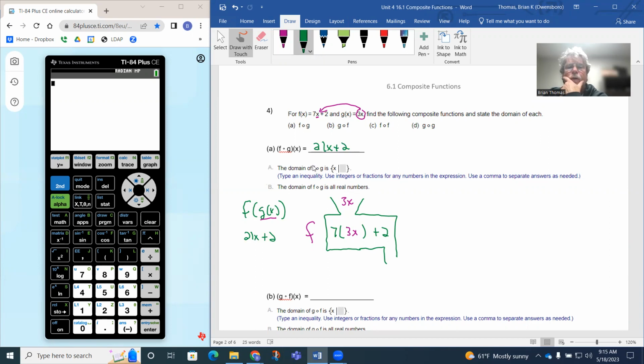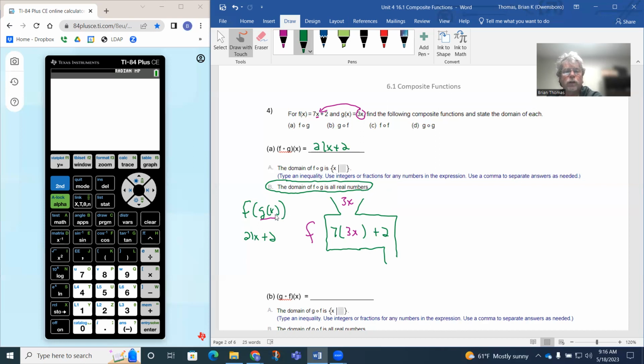So we now want to state the domain of this function. It says type in inequality, use integers or fractions or any numbers, use comma to separate answers as needed. Notice though, this is just linear. Linear has no domain restriction because you can multiply 21 by any number and add 2 to it. Remember, you have domain restrictions with fractions where x is in the denominator or a square root symbol where x is inside the square root symbol. Neither of those are here, so there are no domain restrictions. So the domain of f of g is going to be all real numbers.